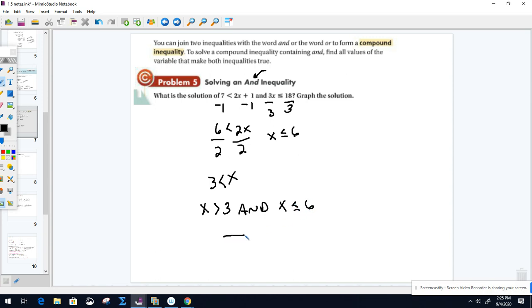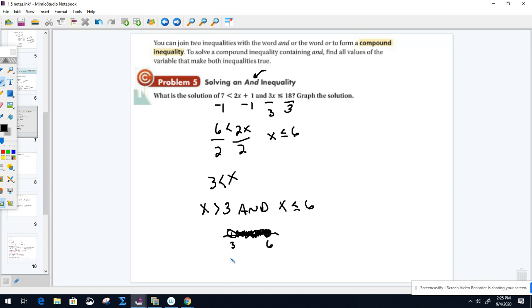So if I were to graph this on a number line, here would be my 3. Here would be my 6. The 3 would be an open dot because it's not included. It's just a greater than symbol. The 6 would be a closed dot, and I would shade everything in between here. It's everything in between. The word and means you're including everything between.